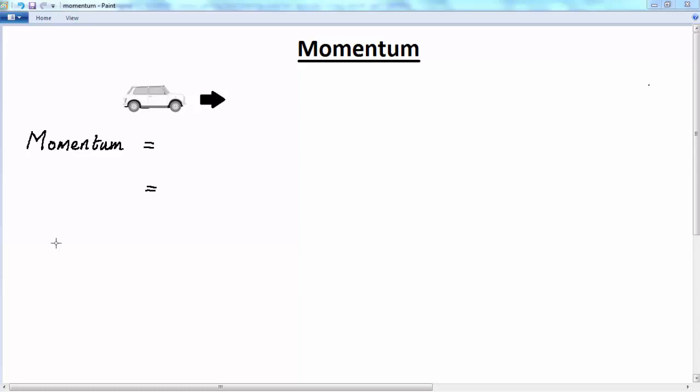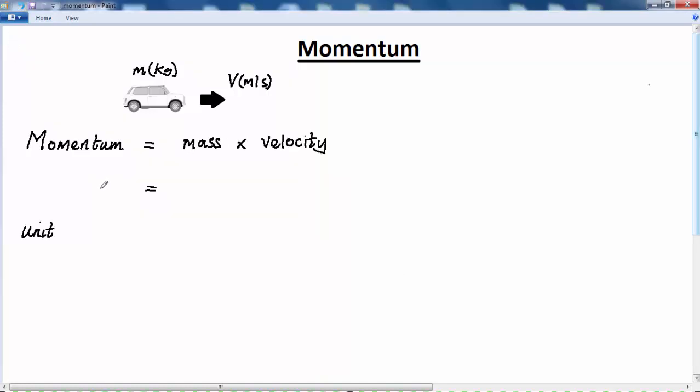So in this lesson we're going to look at momentum. What is the momentum of a moving object? So if we have an object here like this mini with a mass m in kilograms moving with a velocity v in meters per second, well, its momentum is equal to its mass multiplied by its velocity.